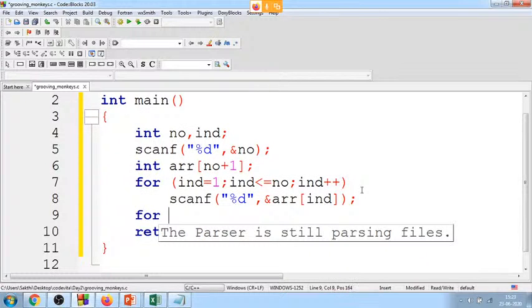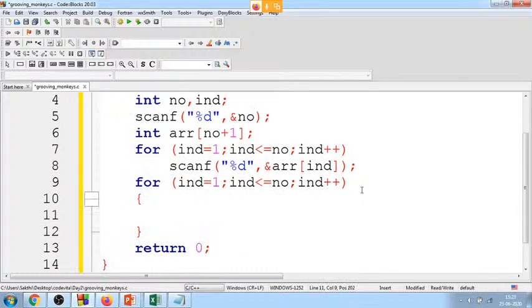So let me have a for loop for your index with initial value starting with 1. Since we are not going to bother about the 0th index, start with 1, index less than or equal to number, that is, number of monkeys, followed by index plus plus. Done. Now I am going to calculate it.